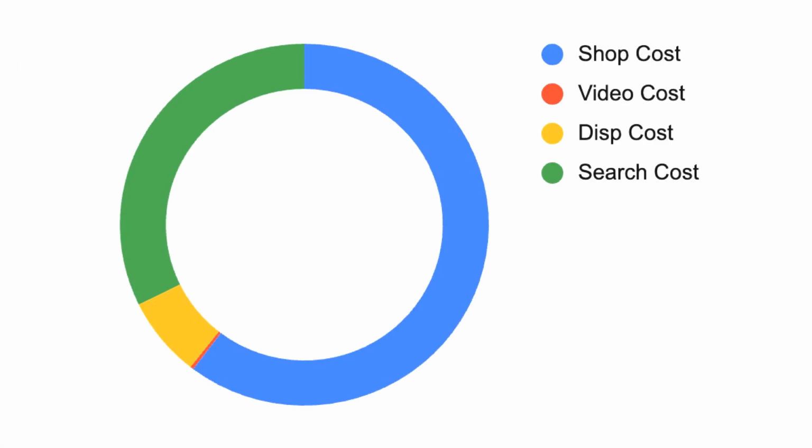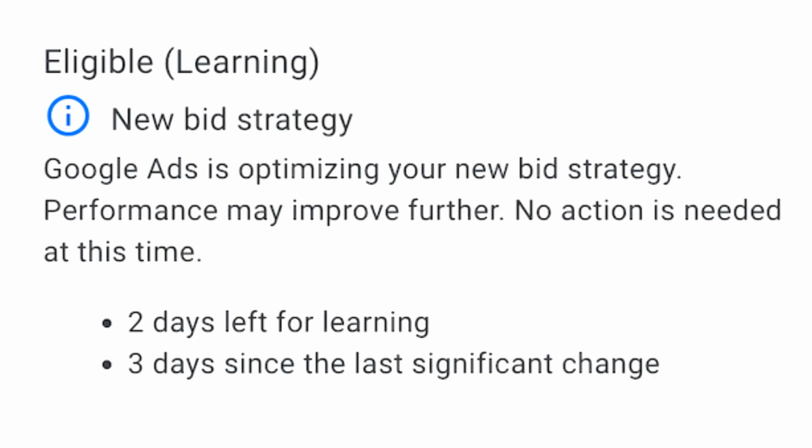maximize performance. The Pmax campaign doesn't show you exactly how much you spend on each type of ad, but you can get this information by using free tools like the Pmax Insight script created by Mike Rhodes. When you first start using Pmax, it needs time to learn what works best. During this learning period, the system collects and analyzes data about which ads lead to sales.